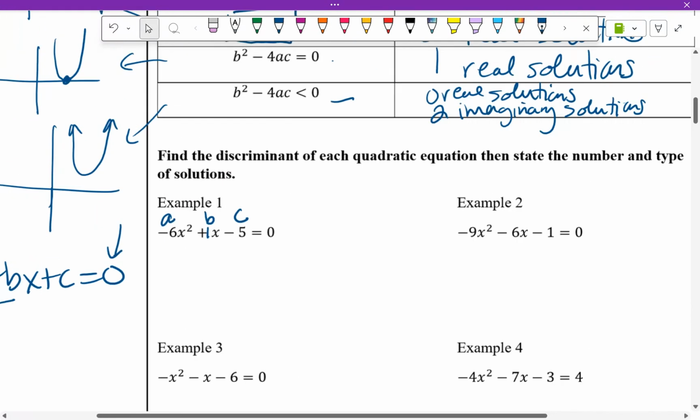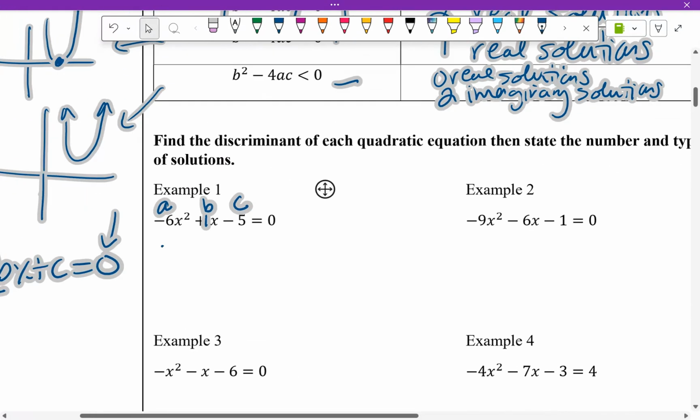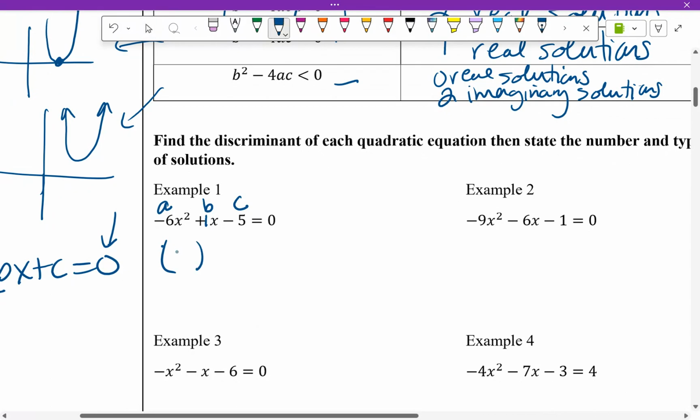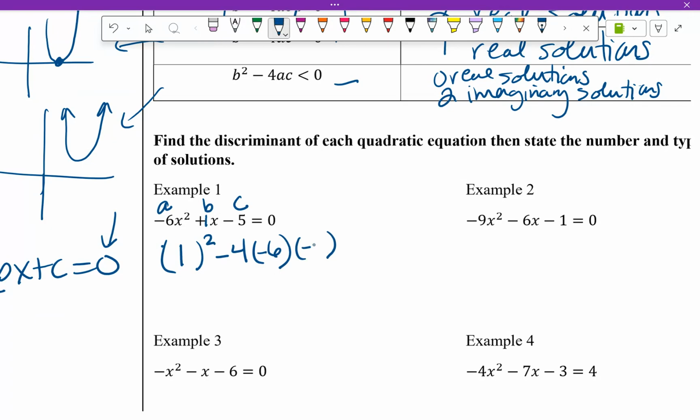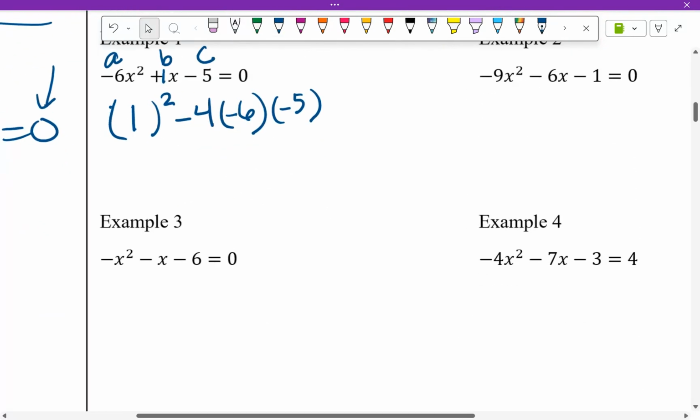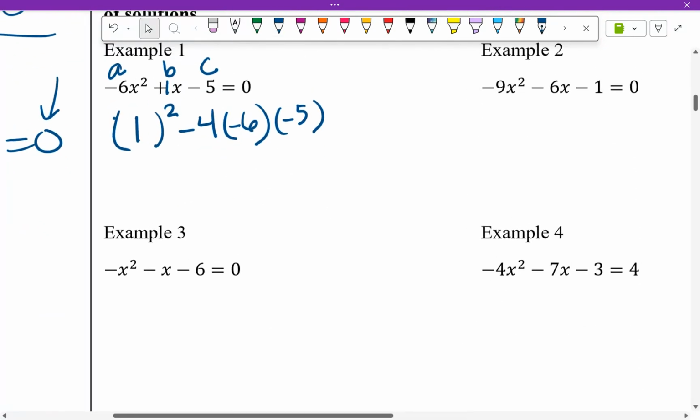Okay. So I'm going to use this little formula that's up there. I'm going to do b squared. So what am I putting in for b? 1. Good. Minus 4 times a. What's my a? -6. And what's my c? -5. And I'm going to do that calculation to determine if it's positive, negative, or 0. So what's 1 squared? Good. All right. I always try to put numbers together easy, right? So I see -4 times -5 is what?